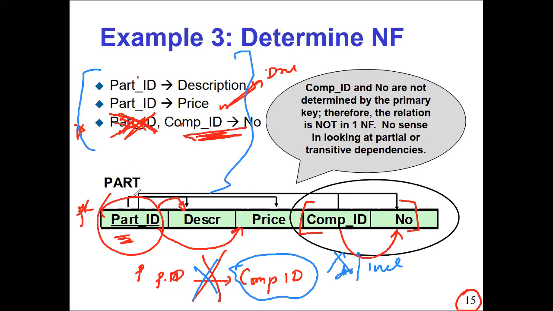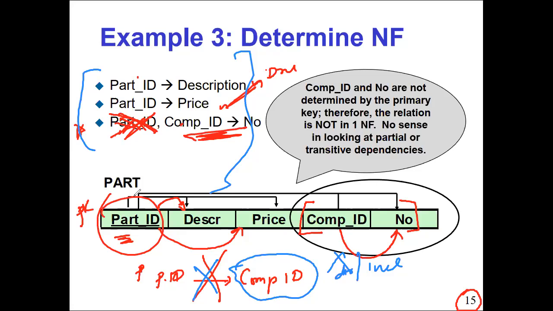Then simply at first slot you can say this is zero normal form. If particular attributes depend either directly or indirectly on the primary key, then we can say that is 1NF, with no multi-value attributes. But here the comp ID is not depending on the primary key, part ID. So simply we can say there is a multi-value attribute, it is 0NF.